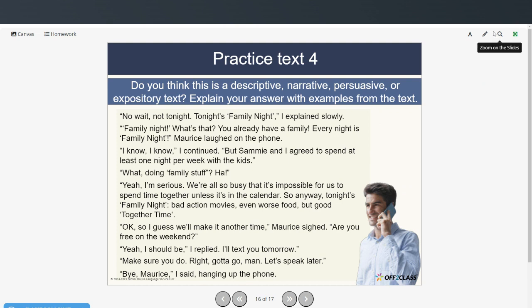And finally, this one is narrative. So we have two characters having a conversation, kind of telling a story, not really trying to persuade us one way or the other to believe anything, not presenting a lot of facts. It's just using the narration, the conversation, to tell the story of these two characters.